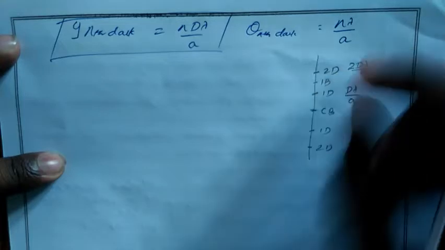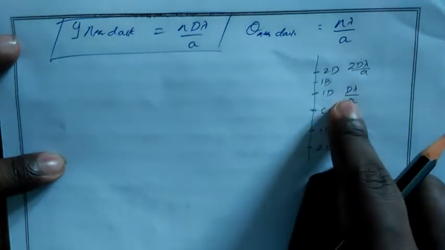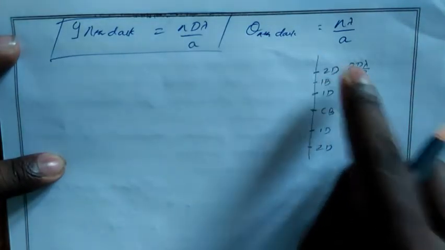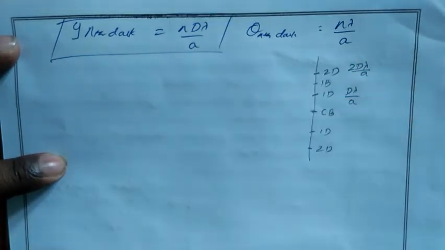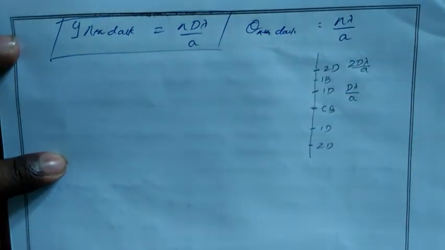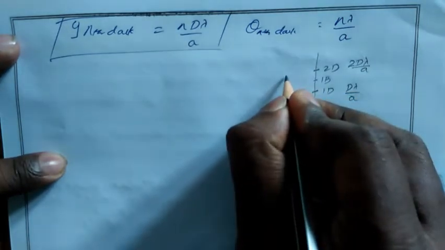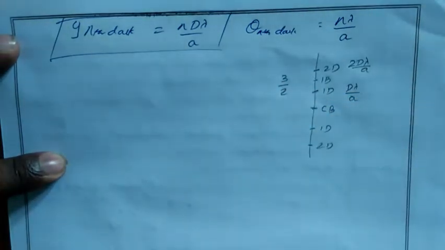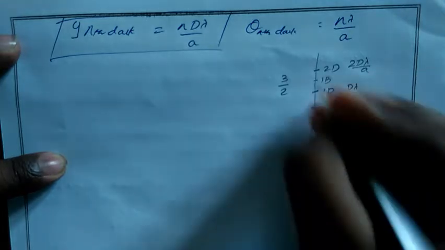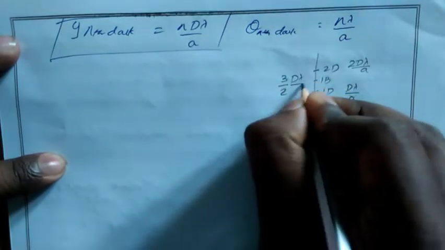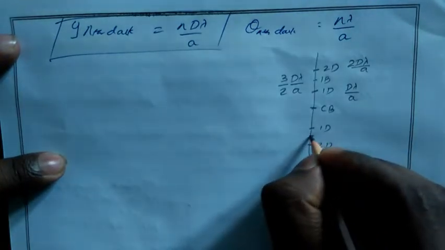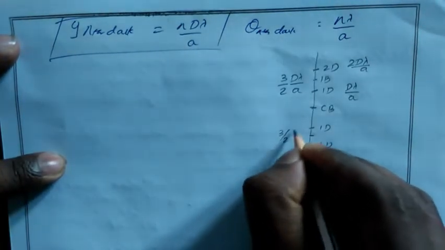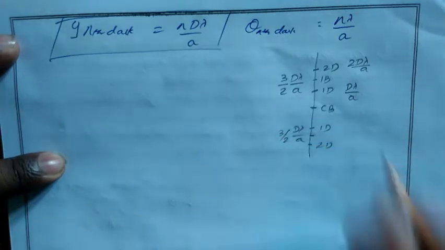Now tell me, in between, what is the path difference? Here we have 1d lambda, here we have 2d lambda. In between we have 1.5, correct? So in between we have 1.5 d lambda by a. We can write 1.5 as 3 by 2. So 3 by 2 d lambda by a is the path difference for the first bright. Here also we have the first bright, 3 by 2 d lambda by a.